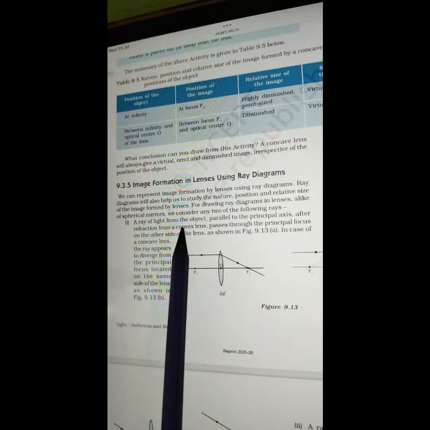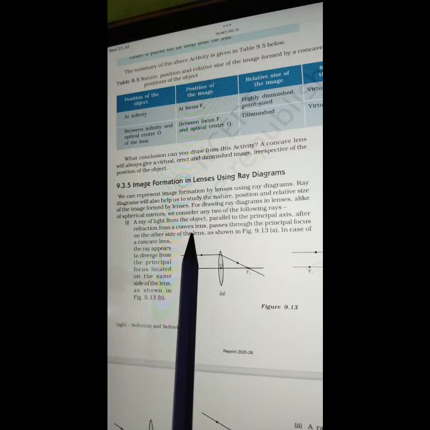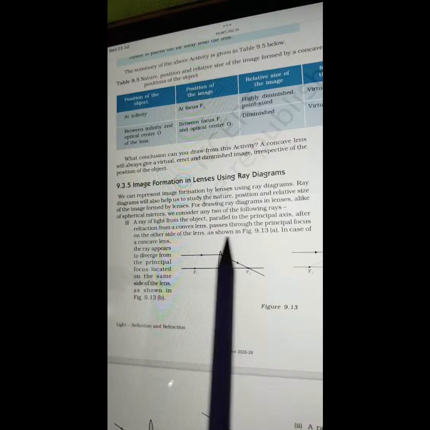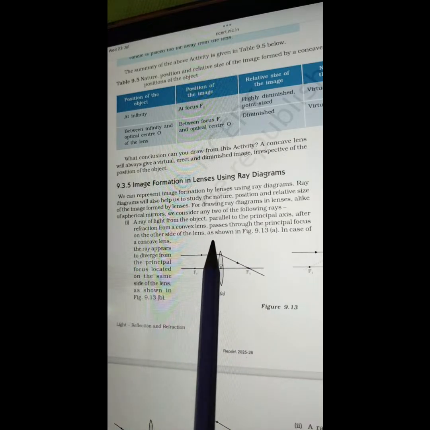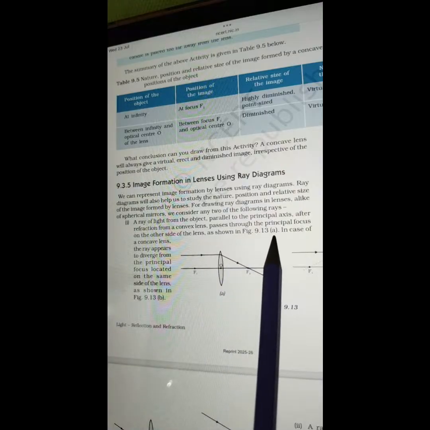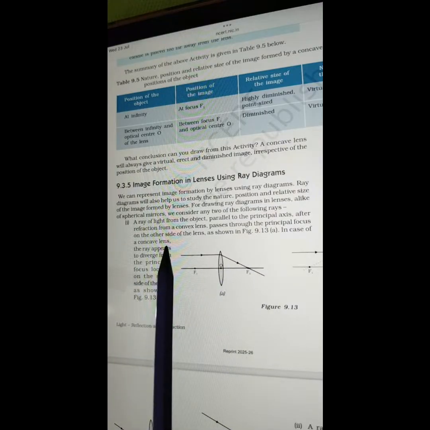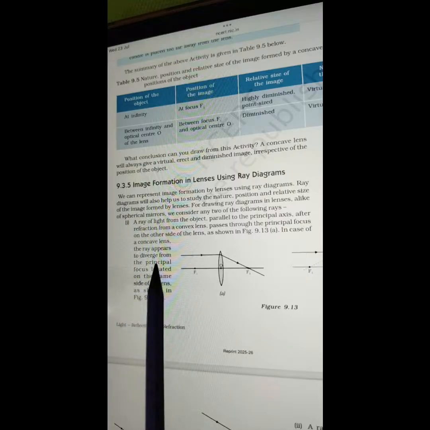A ray of light from the object parallel to the principal axis, after refraction from a convex lens, passes through the principal focus on the other side of the lens, as shown in figure 9.13a. In case of a concave lens, the ray appears to diverge from the principal focus located on the same side of the lens, as shown in figure 9.13b.